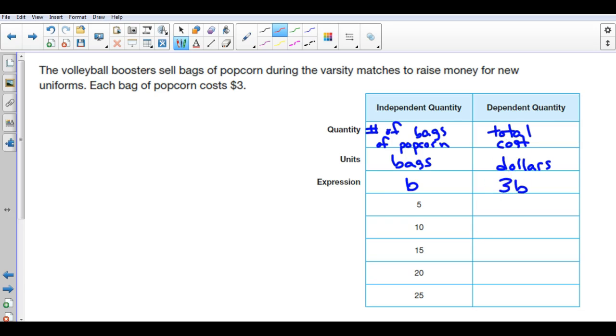So we'll fill in the table from here. All that you're doing is taking the 5 basically and multiplying it by 3. So what you're doing is you're taking the 5 and you're substituting it in for the letter B here. So 5 times 3 means this would be $15. 10 times 3 would be 30, 15 times 3 is 45, 20 times 3 is 60, and 25 times 3 is 75. And again, that would represent dollars. So if they sold 25 bags of popcorn, it would give them $75.